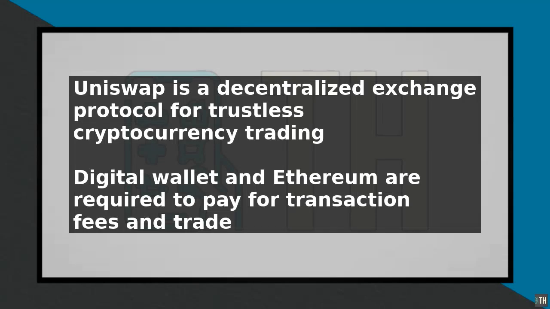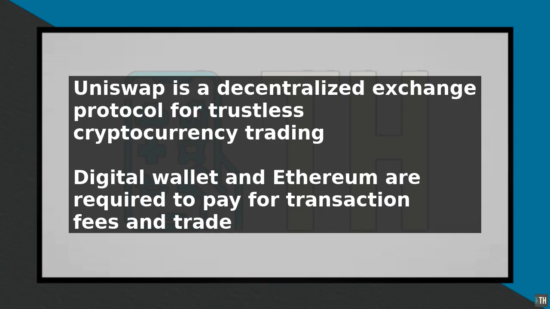Welcome to this comprehensive guide on how to get money on Uniswap. Uniswap is a decentralized exchange protocol that allows users to trade cryptocurrencies in a trustless and permissionless manner. To get started, you will need a digital wallet that supports Ethereum, such as MetaMask, and some Ethereum in your wallet to pay for transaction fees.